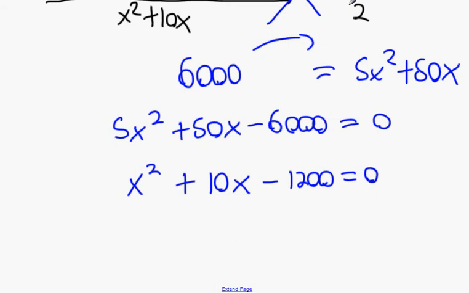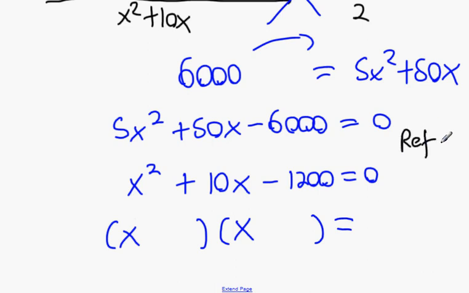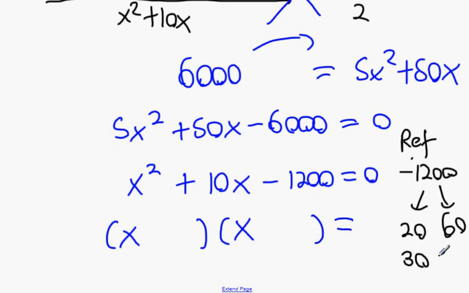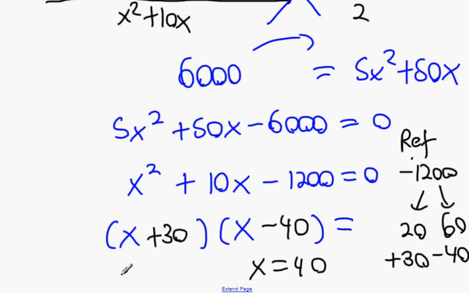Now 1200 is our reference number, it's going to be x and x equals, we don't know what it is yet. Reference number of 1200, minus 1200. I'm pretty sure it's going to be 20 and 60 won't do us any good. 30 and 40 will do us really well. Plus 30, minus 40. X will equal 40, or x equals minus 30.